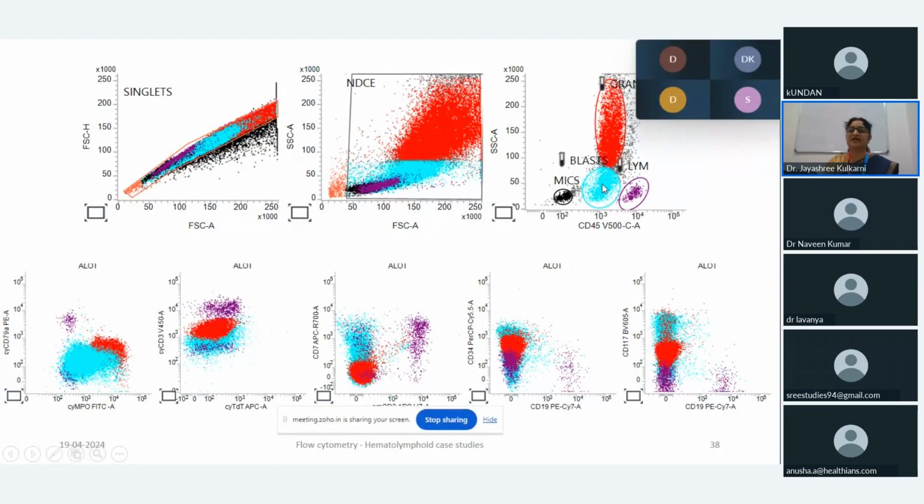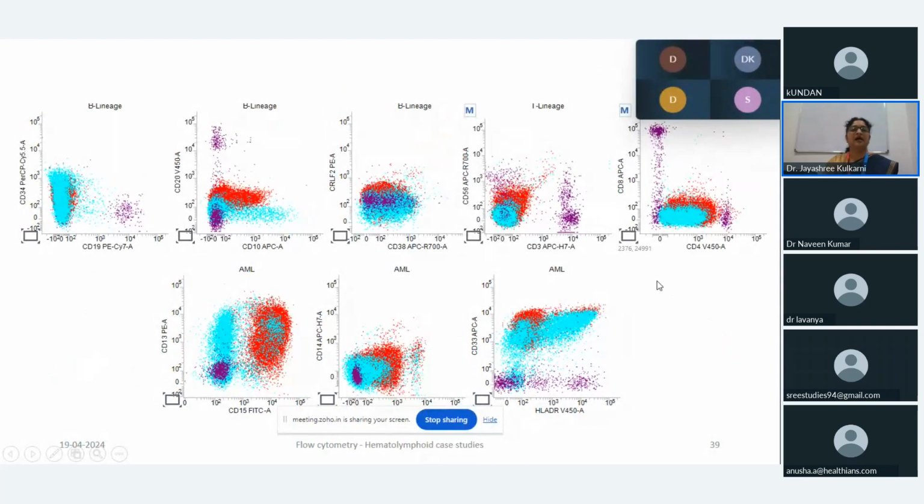But in this case, the blasts are positive for MPO. You can see your granulocytes are positive and the blasts are also showing the same amount of MPO positivity. Your cytoplasmic CD3 and TdT are negative. CD7 can be positive. As I was talking about aberrancies, you know AMLs can show CD7 positivity. It is positive in this case, but CD19 is negative. CD117 is positive, again a myeloid marker. And coming to the AML tube, you have your CD13 and CD33 bright positivity. There is no monocytic differentiation. Your other B and T cell markers are negative.